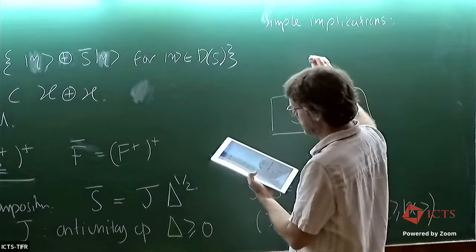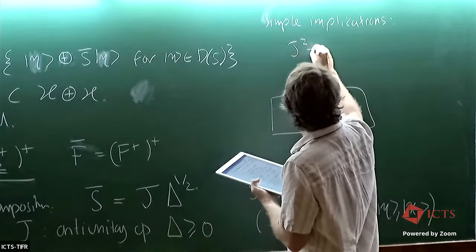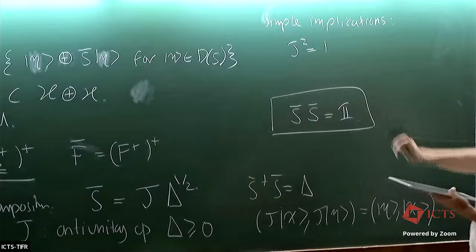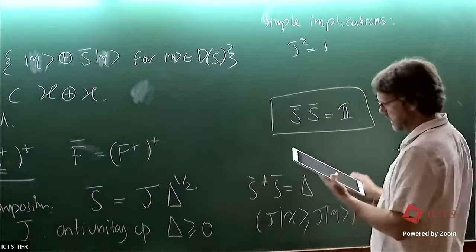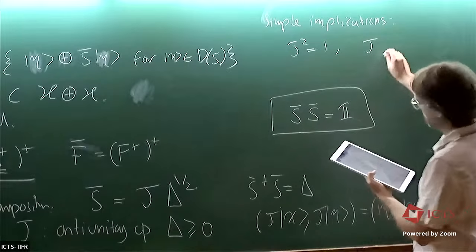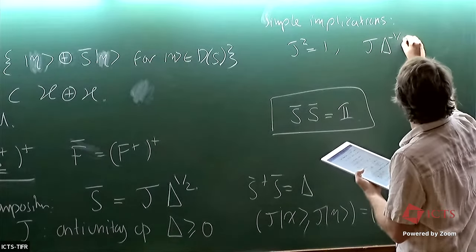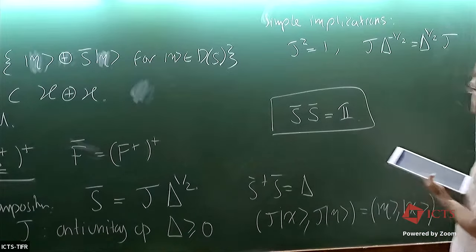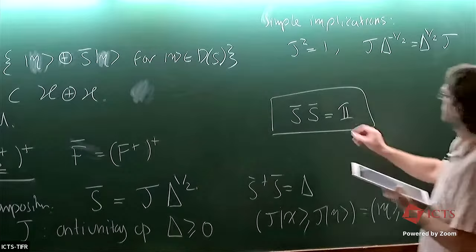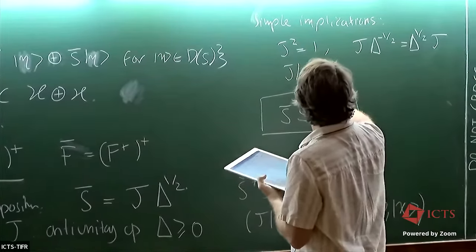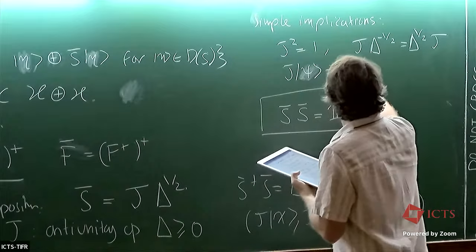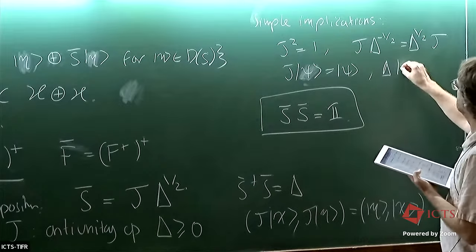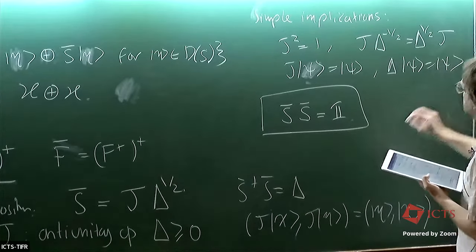So the first one is J squared is the identity. That's different from J being unitary. That just follows from here. And there's some commutation relation between J and delta. In particular, if I switch the order, I have to change the power here. And then the final properties that are important are that J leaves invariant the defining state. The defining state was psi, and so this is the case. And so does delta.